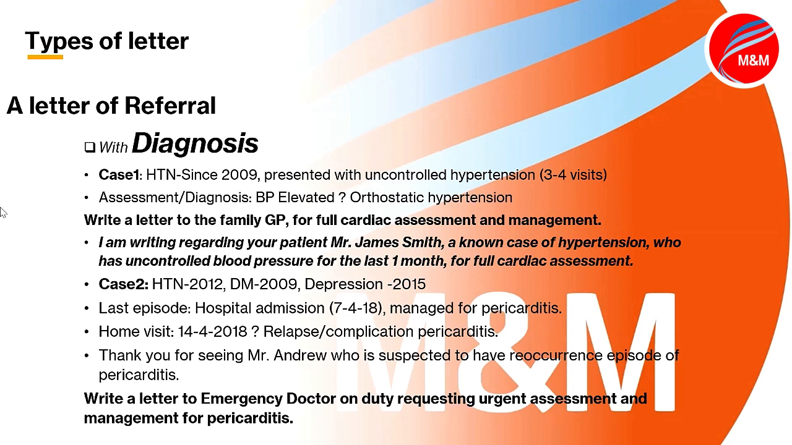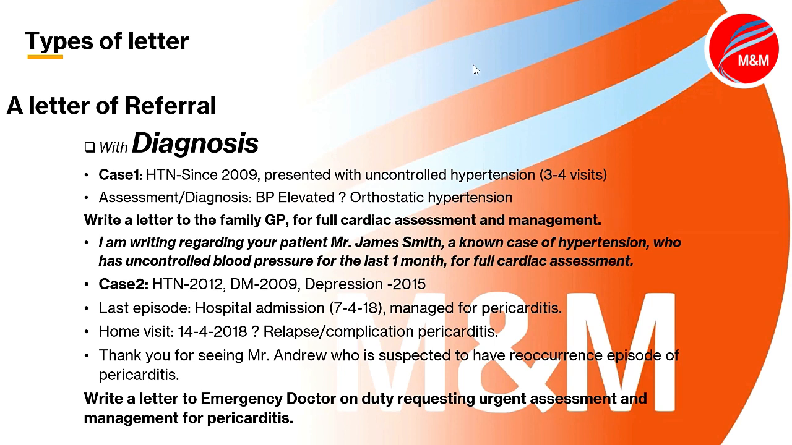So let's start with a category. Normally in OET nursing, we have a letter of referral with a diagnosis. Normally it's basically a worsening of condition, such as case 1, where we have a patient who has hypertension and presented with uncontrolled hypertension. Normally we have a diagnosis being mentioned and the patient is here with uncontrolled hypertension, right?